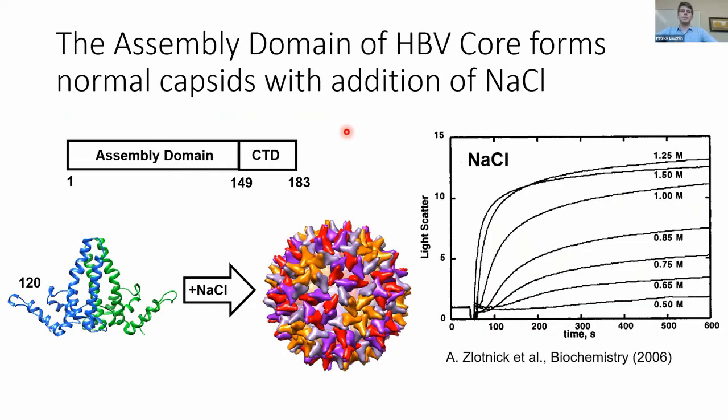We're able to recapitulate assembly of virus capsids by working with a minimal assembly domain of the first 149 residues of HBV core protein. This assembly domain constitutively forms homodimers, and 120 of these homodimers can assemble into T=4 icosahedra upon addition of NaCl. On the right is light scattering, where we can monitor the kinetics of assembly, and we see that with higher and higher concentrations of NaCl, we enhance the rate at which we form capsids.